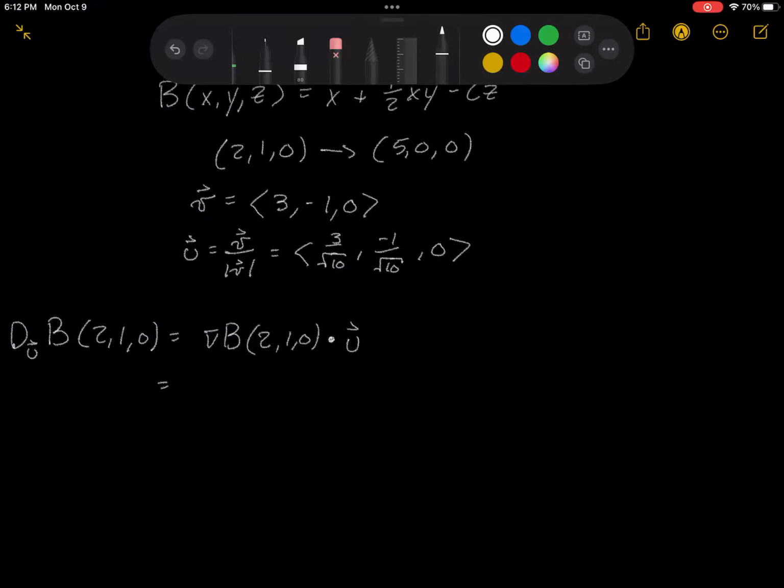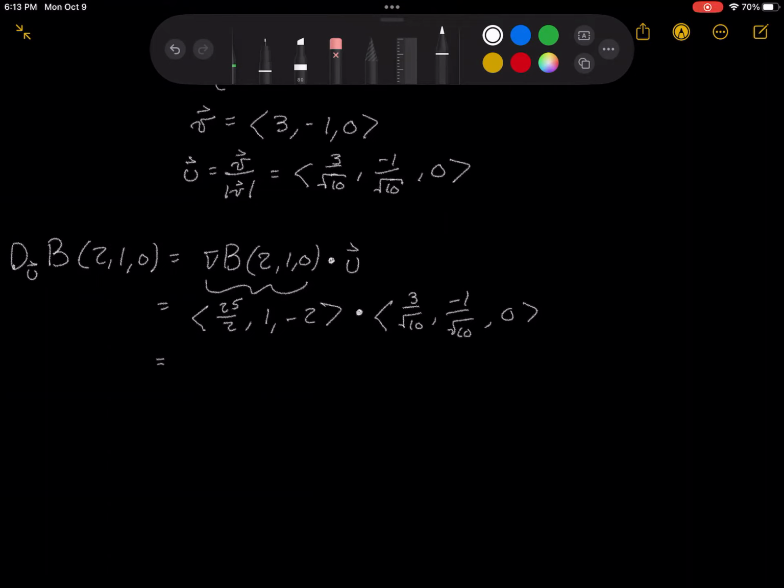The gradient vector of the electromagnetic strength field at the point (2, 1, 0), we get 25 over 2, 1, and minus 2. Right, so I skipped some steps there. To find the gradient vector, you need to find your partial derivatives and then evaluate your partial derivatives at that point (2, 1, 0). You should come up with 12.5, 1, and minus 2. Right, so that's the slope of this function, and then we're going to project that onto the right direction, (3 over root 10, minus 1 over root 10, and 0).